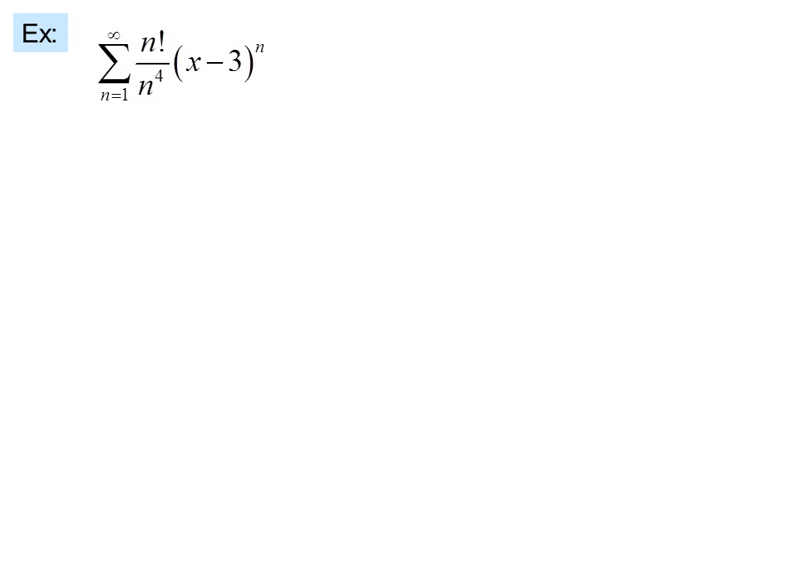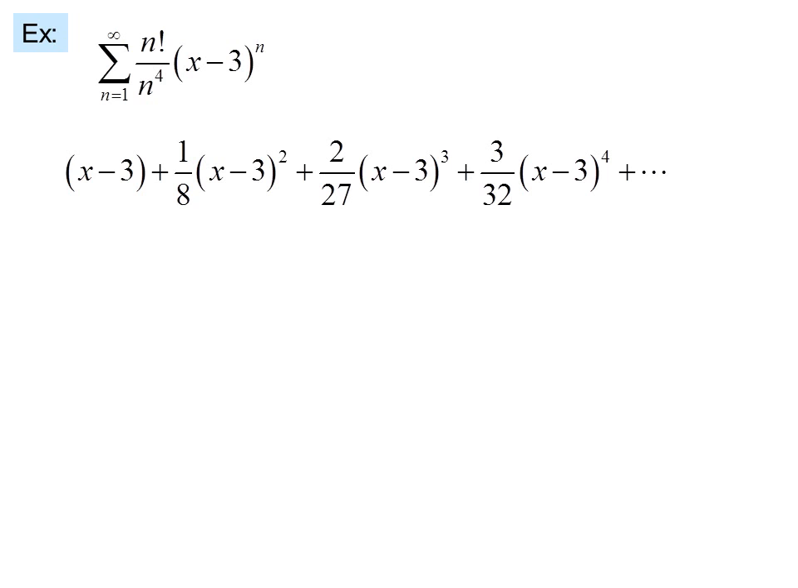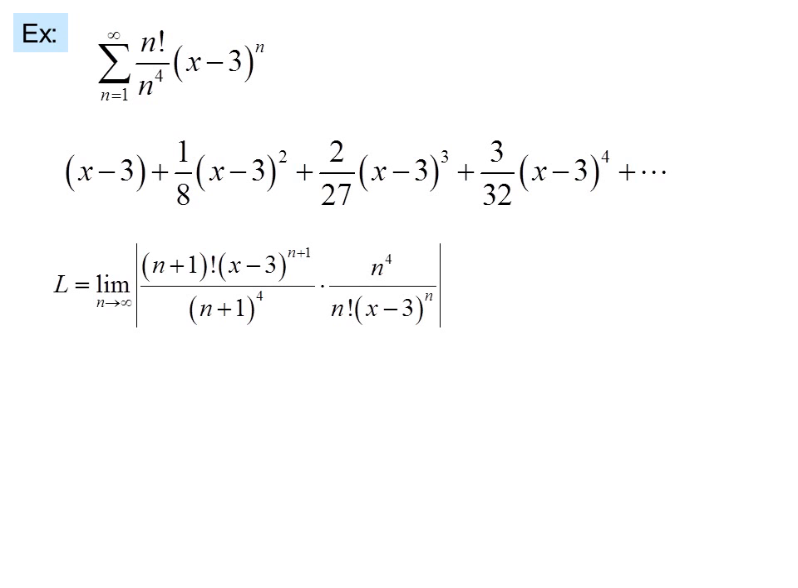Another example, the summation as n goes from 1 to infinity of n factorial over n to the 4th times x minus 3 to the n. We can expand this and then apply the ratio test. L equals the limit as n approaches infinity of the absolute value of n plus 1 factorial times x minus 3 to the n plus 1 over n plus 1 to the 4th times n to the 4th over n factorial times x minus 3 to the n.